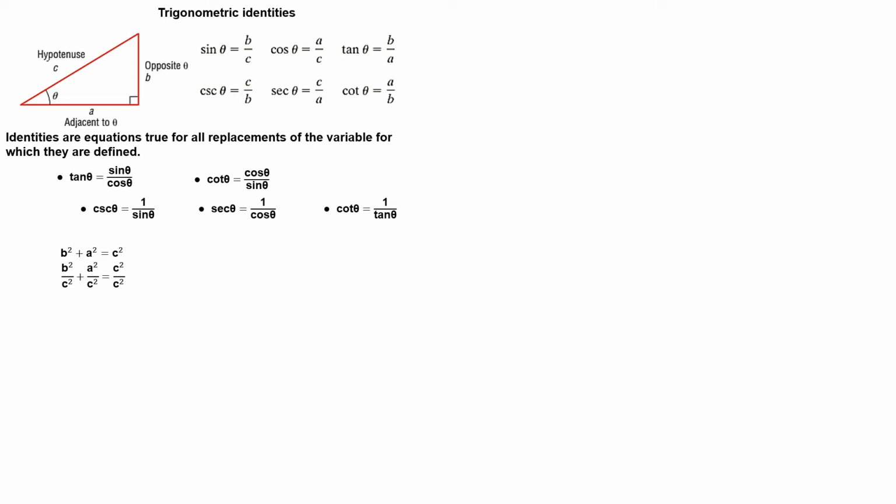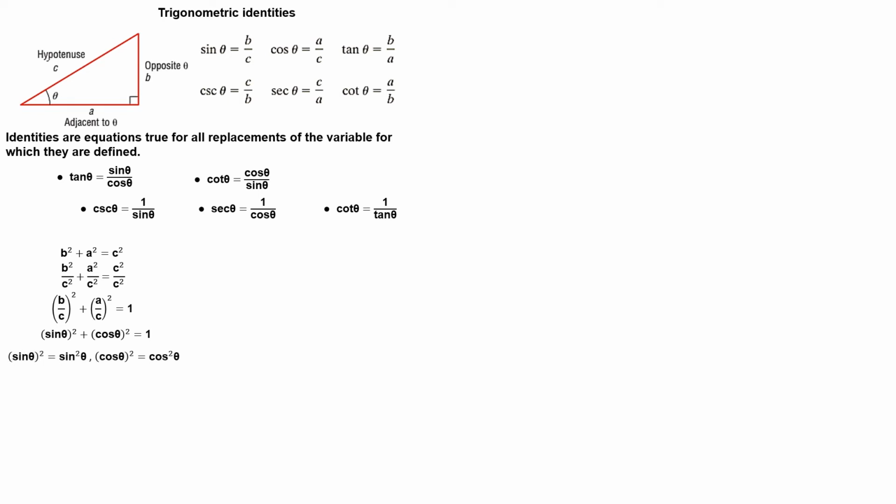Dividing each side by c squared, we get the following expression. We replace b divided by c with sine of theta and a divided by c with cosine of theta. This is the Pythagorean formula for sines and cosines. This is probably the most important trigonometric identity.